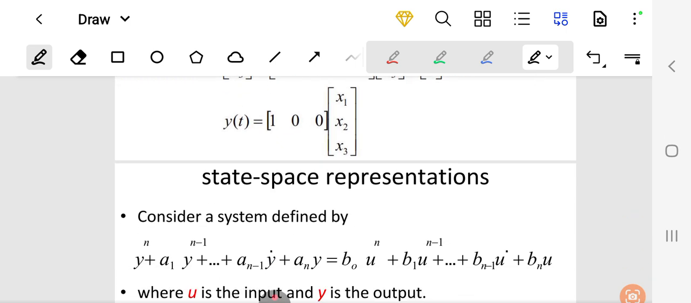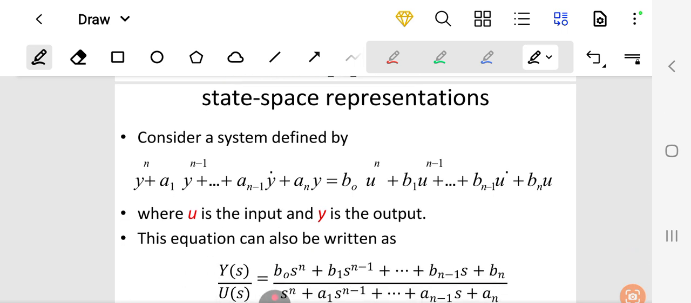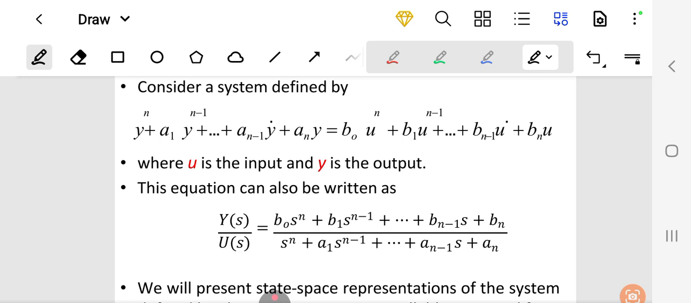For y equals x1 and zeros times x2 and x3. State space representation: we have the nth order differential equation, y derivative number n plus a1 y to the derivative n minus 1 plus an minus 1 y dot plus an y equals b naught u power n plus b1 u power n minus 1 plus until bn minus 1 u dot plus bn u. U is the input and y is the output.